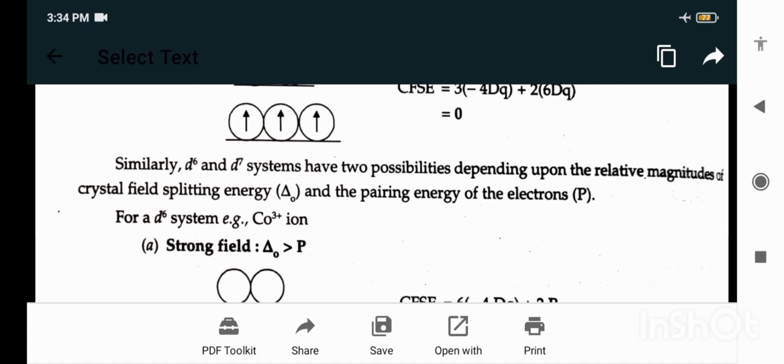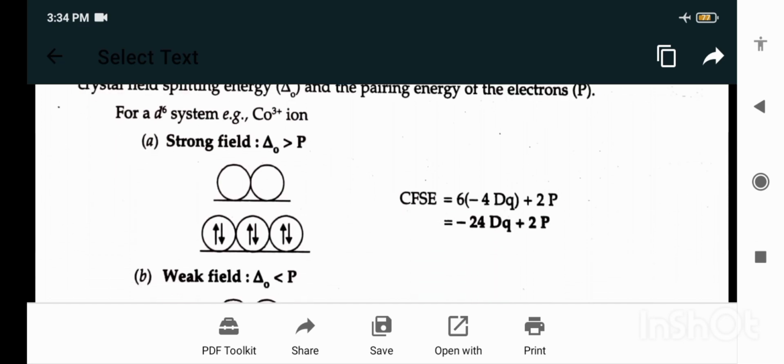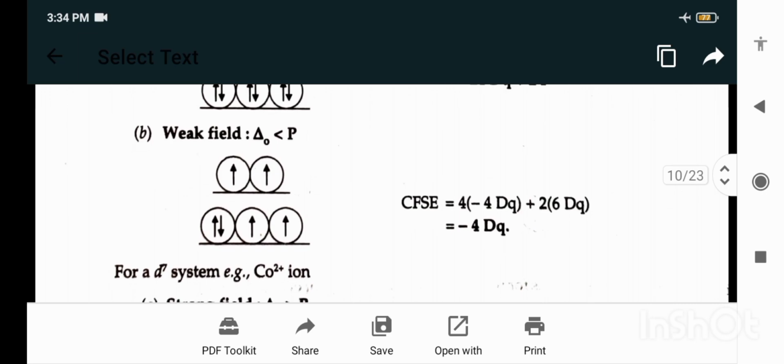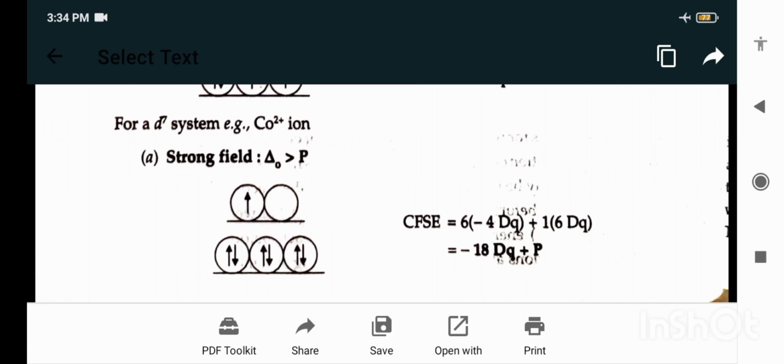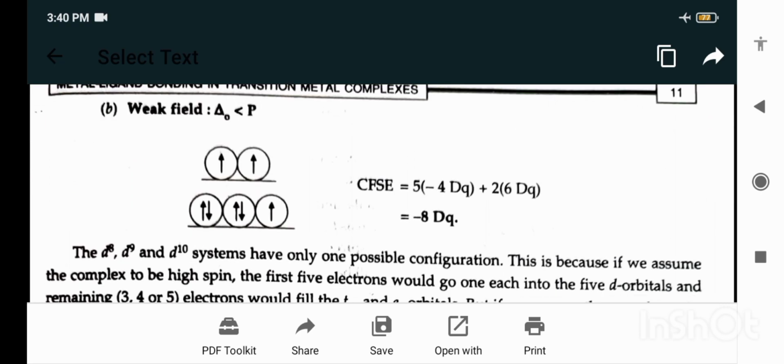Similarly, d6 and d7 systems have two possibilities depending upon the relative magnitudes of the crystal field splitting energy and the pairing energy of the electrons. For a d6 system, that is Co3+, the cobalt 3 positive ion, with strong field, that is delta o greater than P, the CFSE value will be minus 24 Dq. For a weak field ligand, that is pairing energy greater than delta o, the CFSE value is minus 4 Dq. For a d7 system, the Co2+ ion, with strong field ligands, delta o greater than P, the CFSE value is minus 18 Dq. For weak field, delta o less than P, the CFSE value is minus 8 Dq.